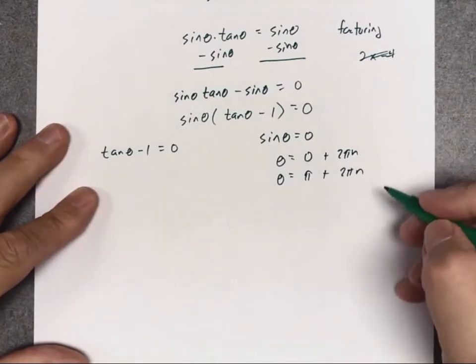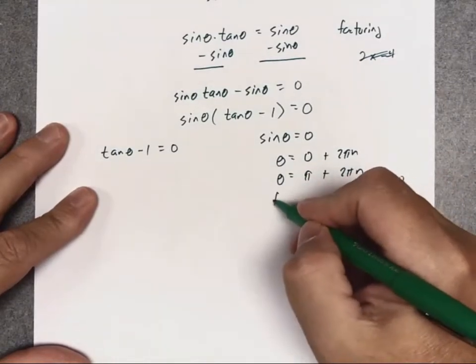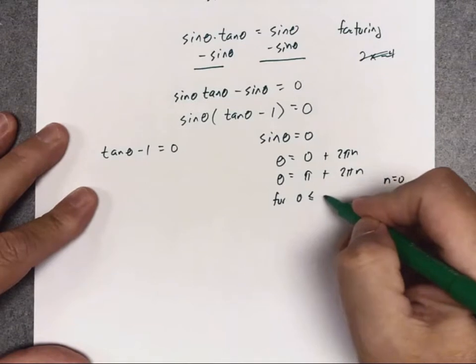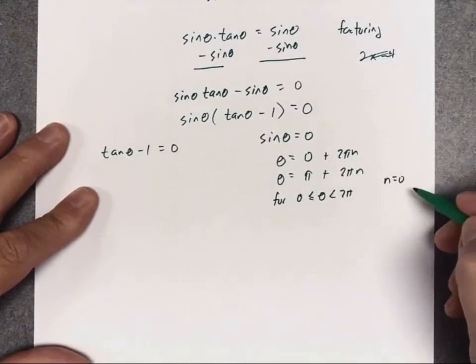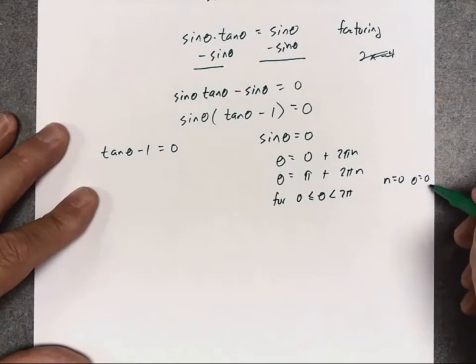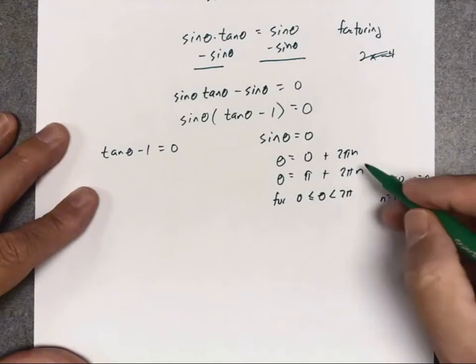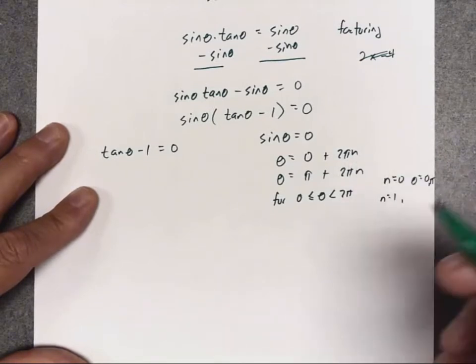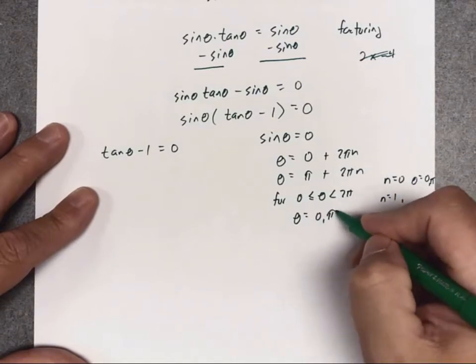If I want to get my specific solutions, so now n is 0, theta would be 0 and pi. When n is 1, both of these are over 2 pi. So actually there are two solutions, 0 and pi.